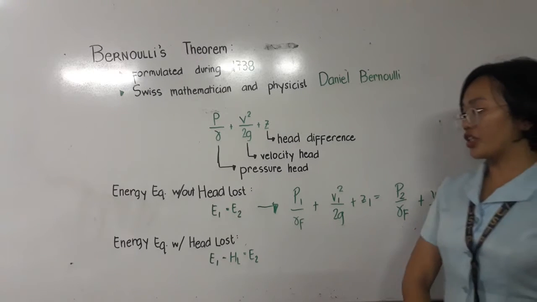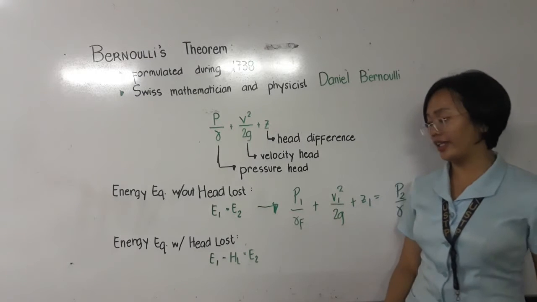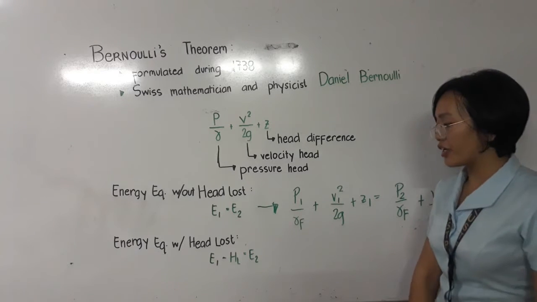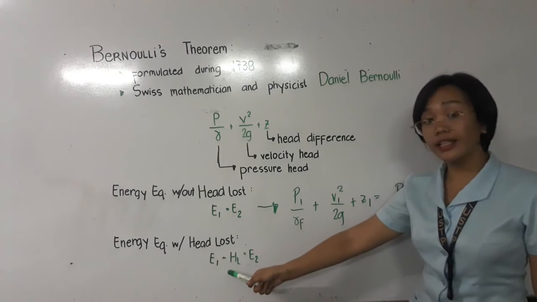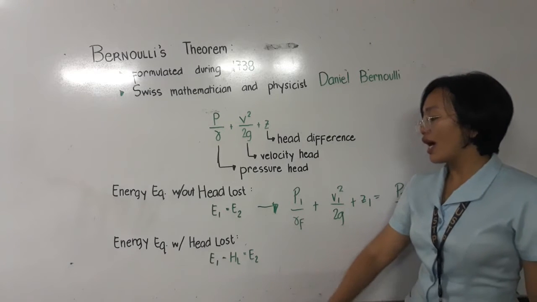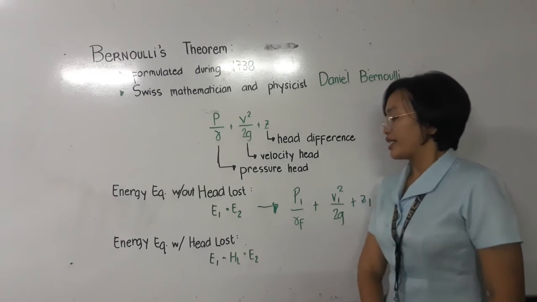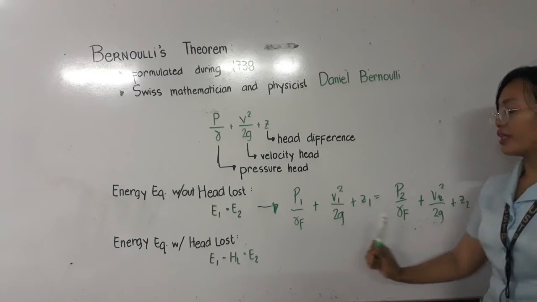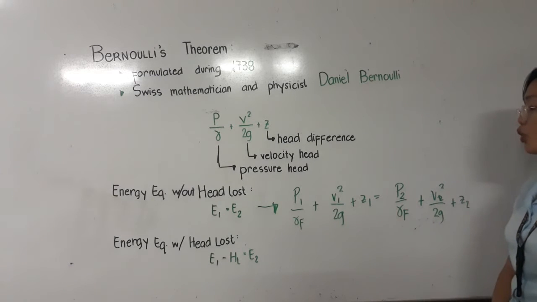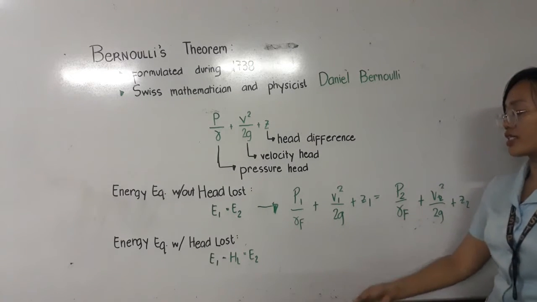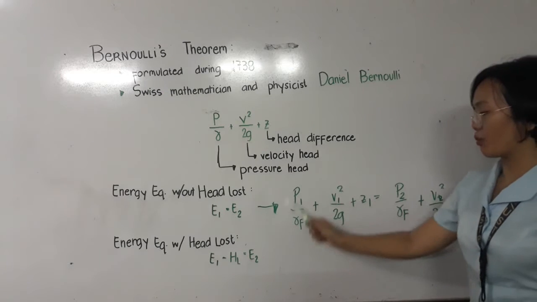Here we also have the energy equation with head loss. It says E1 minus head loss equals E2. It is the same as this, but the difference is we subtract the head loss in this equation number 1.